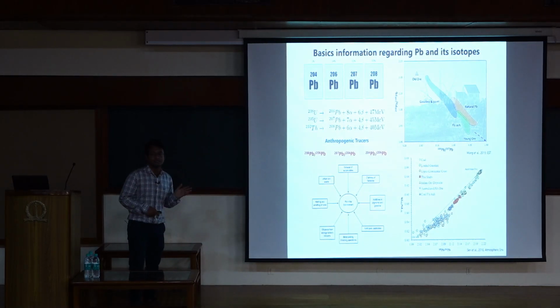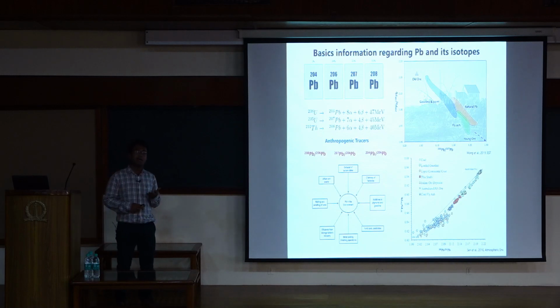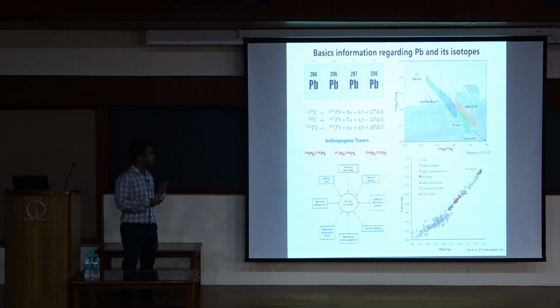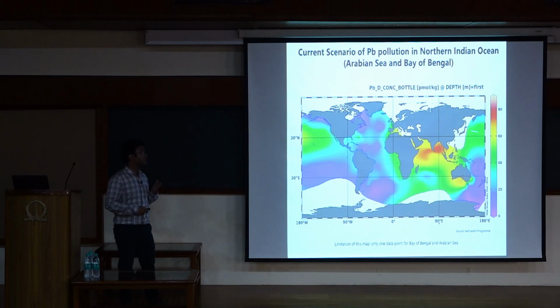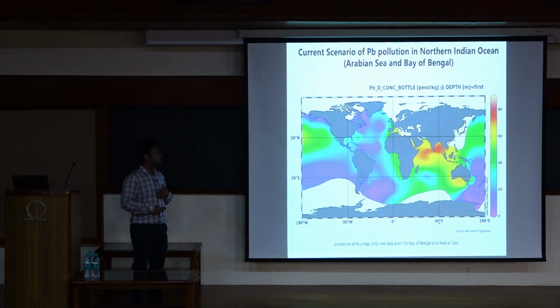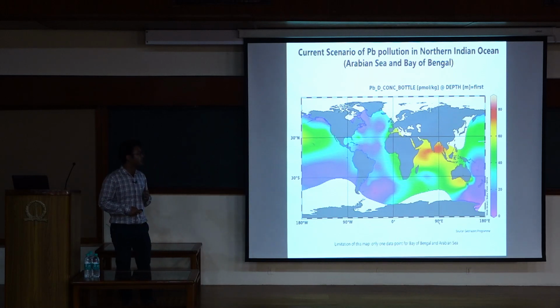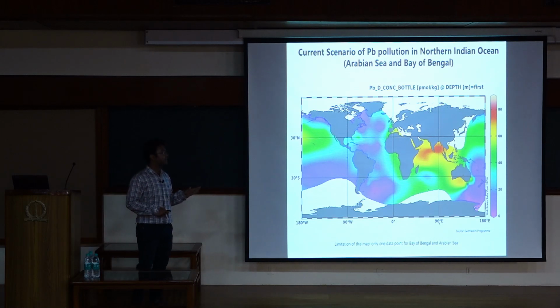So using this concept, I would like to understand how the lead is being transported to the Indian Ocean, as well as what transportation pathways it follows in the deep ocean. You could see here in this map, the Arabian Sea and the Bay of Bengal, the lead concentration is extremely high compared to the entire global ocean. Although there's a limitation in this map, that only one data point was used for creating this map. So this is where I want to fill the gap.